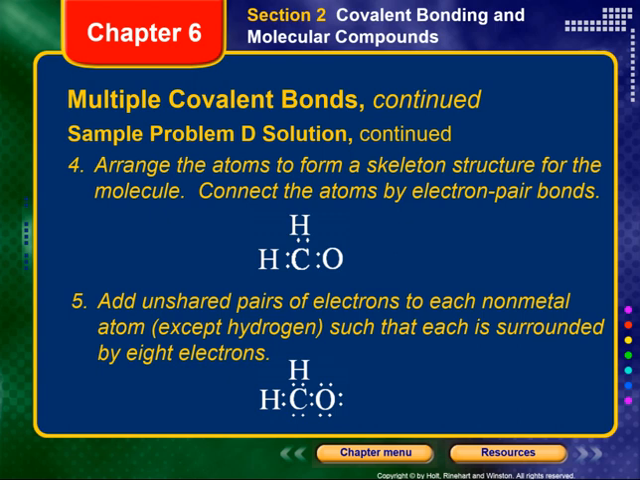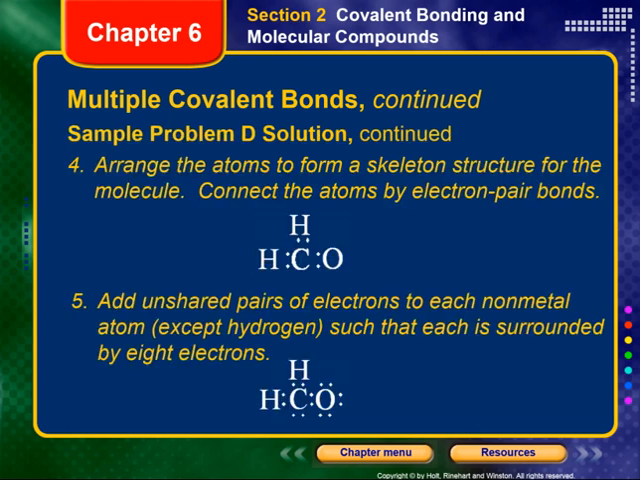We have carbon present in this molecule, so it's going to be central. Now we're simply going to spread out the rest of the atoms, which is 2 hydrogens and 1 oxygen, around the carbon. And so we represented each atom as being bonded to each other. Next, add unshared pairs of electrons to each non-metal atom, with the exception of hydrogen, such that each is surrounded by 8 valence electrons. We accept hydrogen here because it only needs 2, only has a duet. All the other nonmetals are going to have 8, so the carbon and the oxygen want to have 8.